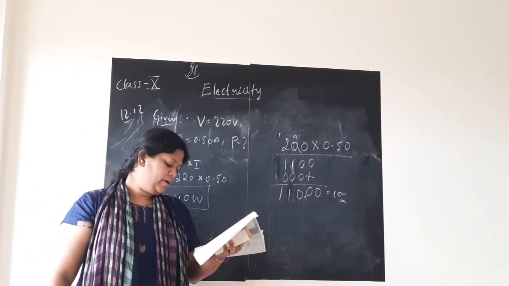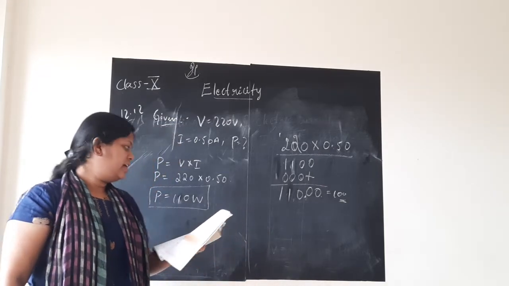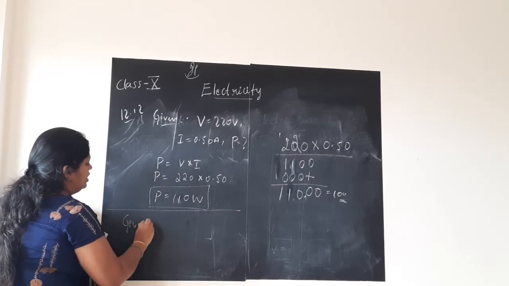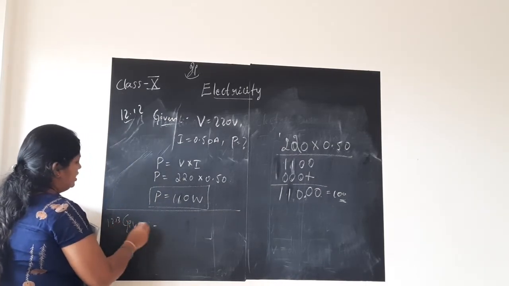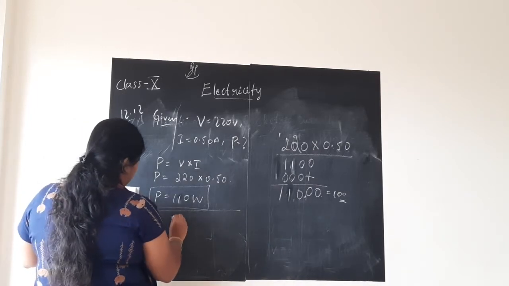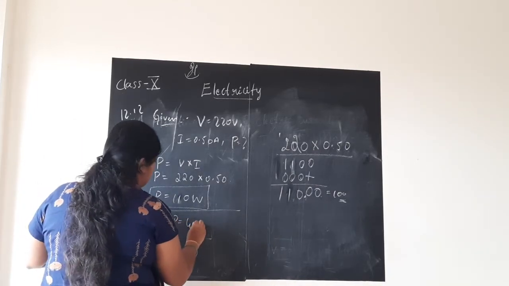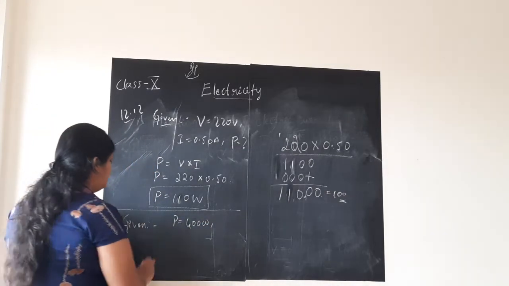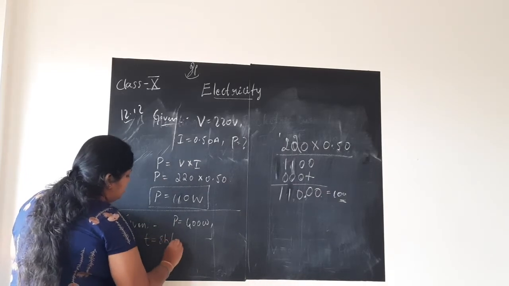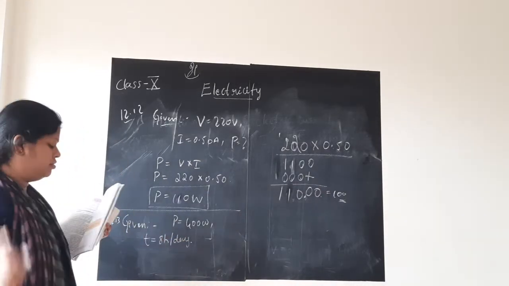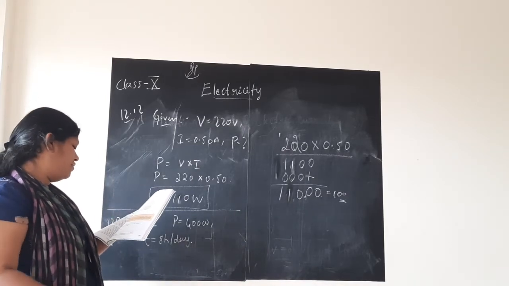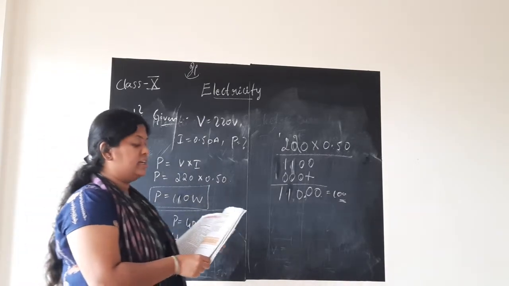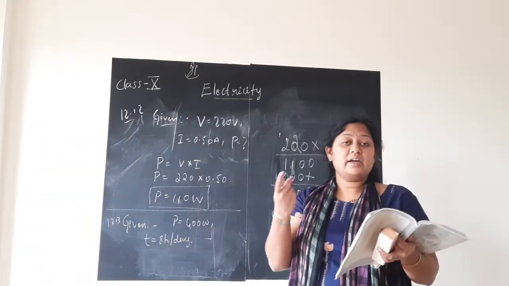Next example 12.13. An electric refrigerator rated 400 watts operates 8 hours a day. So given data I will write here, and for the calculation part I will do that side. This is 12.13. Given: rated 400 watts means power is 400 watts. Operates 8 hours a day. This is a very important thing you need to find out. What is the cost of energy to operate it for 30 days at the rate of rupees 3 per kilowatt hour? First try to analyze the question.